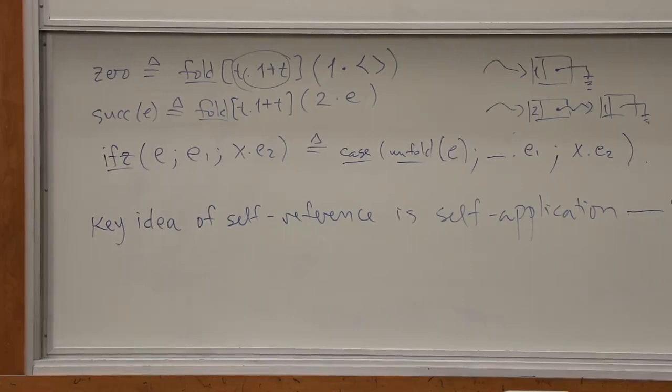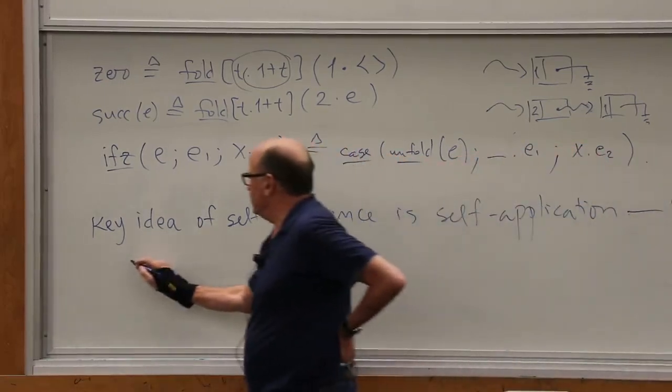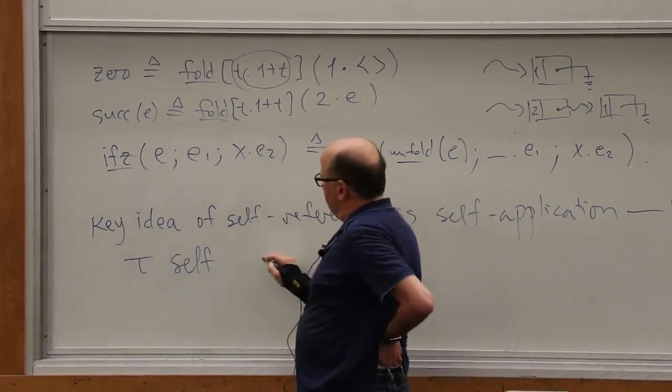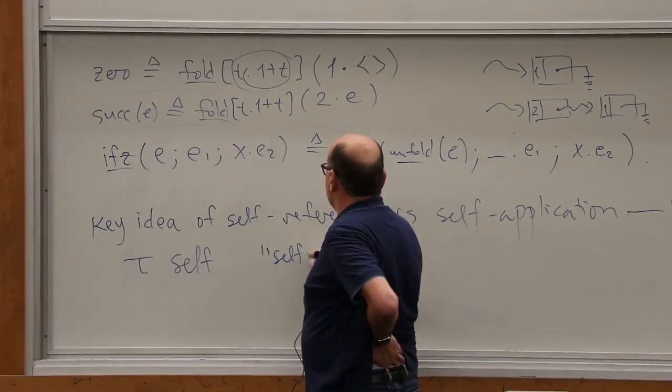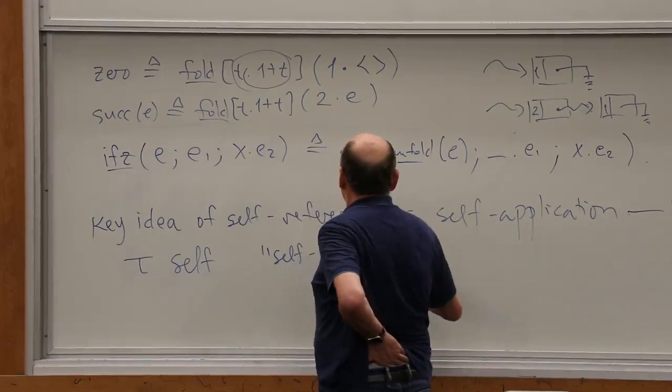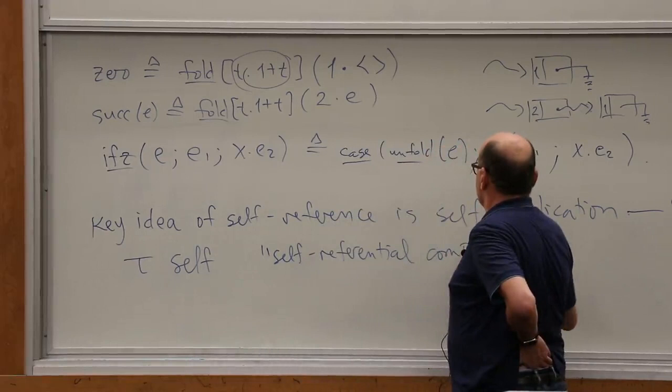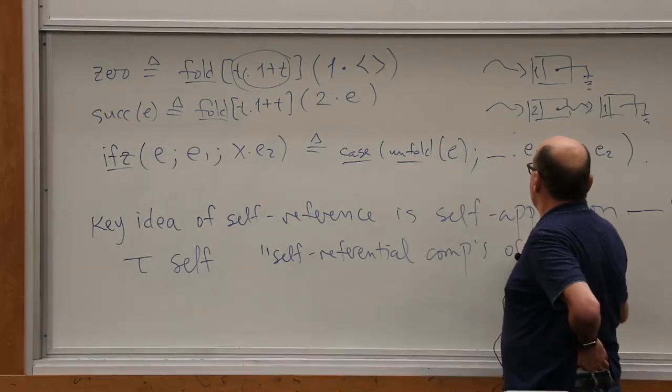Okay, so how do we get self-reference? The critical idea is I want to consider the following thing. So let's look at a type. I'll call it tau self. And this is going to be the self-referential type. It'll be computations in this setting, because I'm working by name, of type tau.